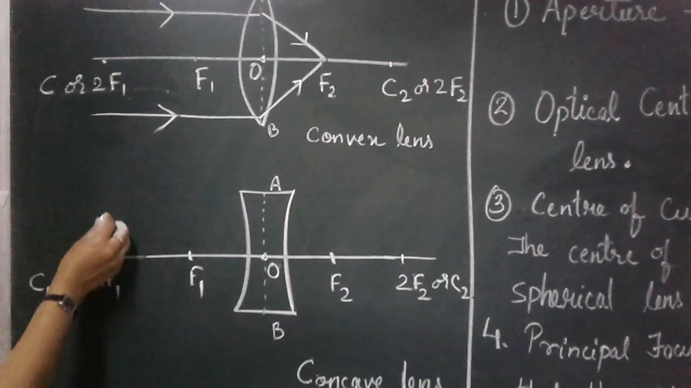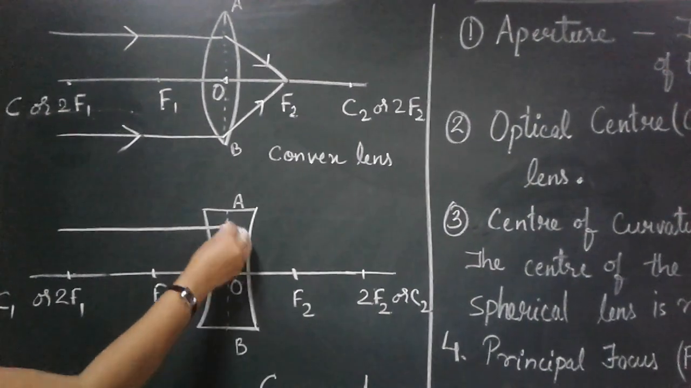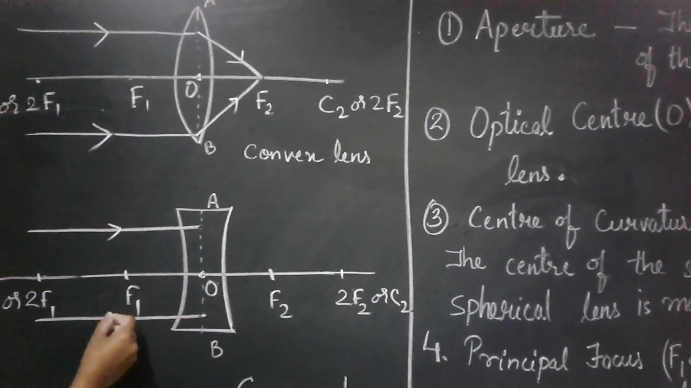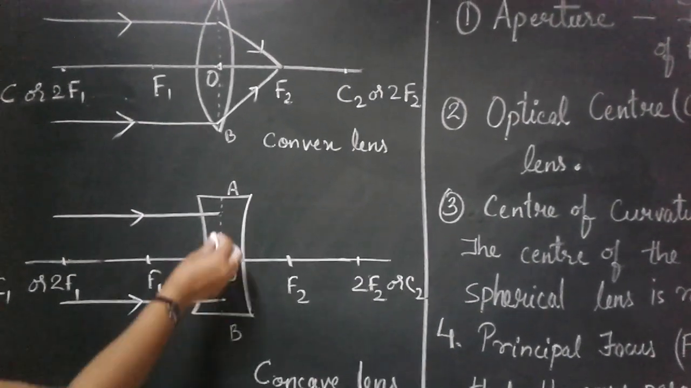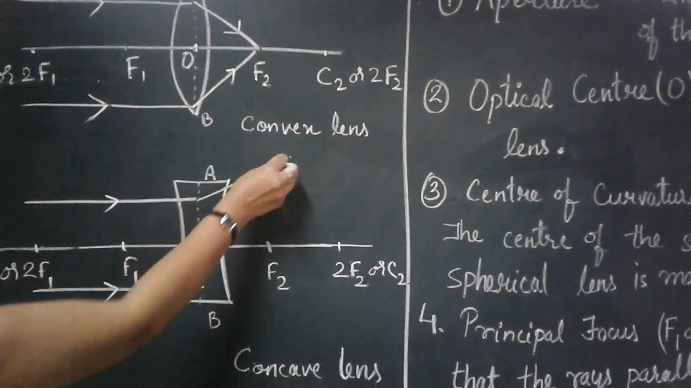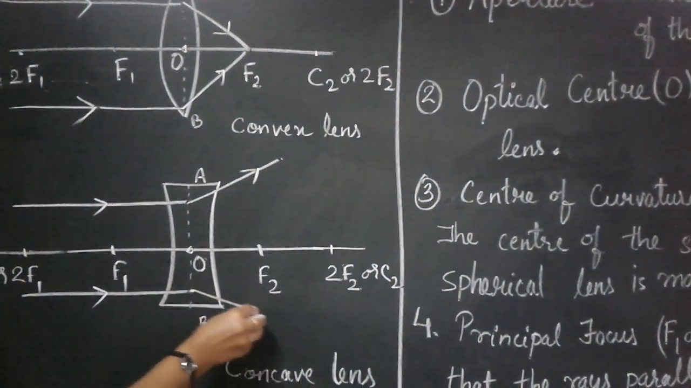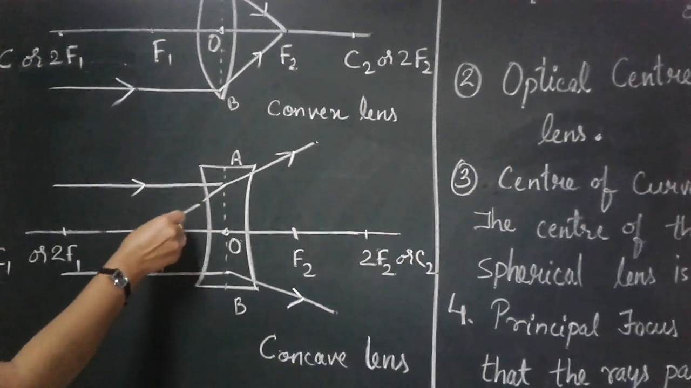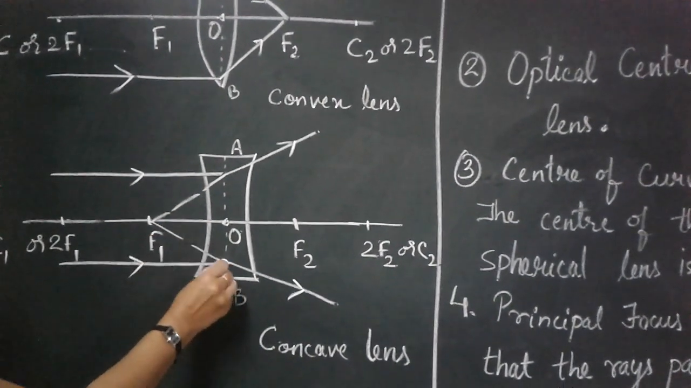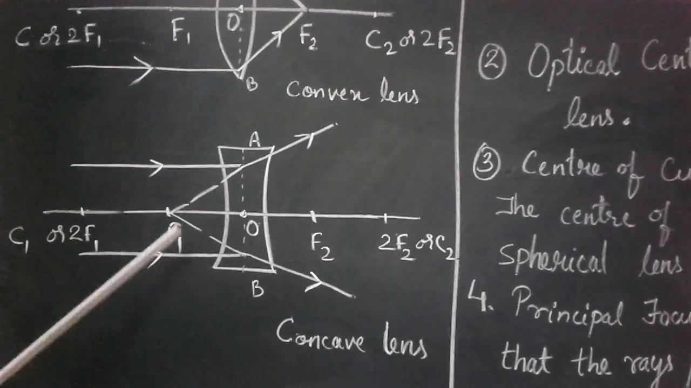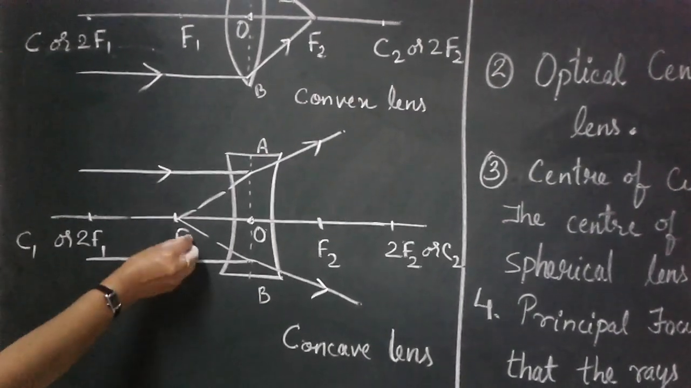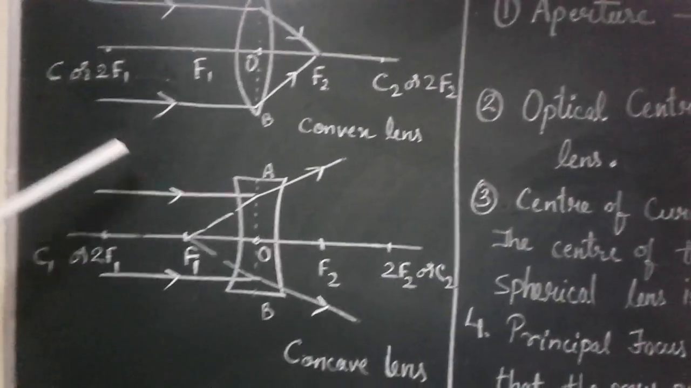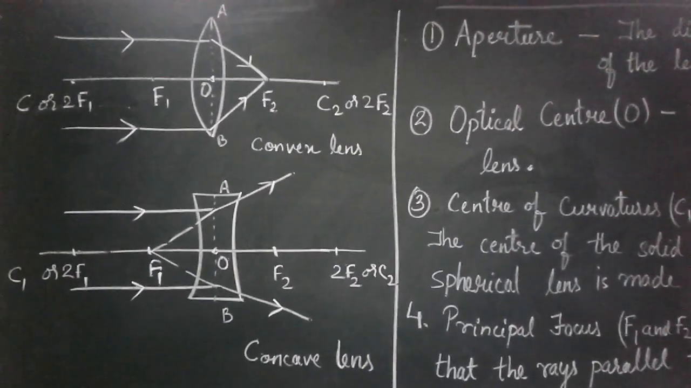Similarly, for a concave lens, if a ray of light comes from here parallel to the principal axis, then after refraction it bends outward. Since this is a diverging lens, it bends outward, and when we extend these imaginary lines, they meet at this point which is known as F1. So this is the principal focus of the convex lens as well as the concave lens.